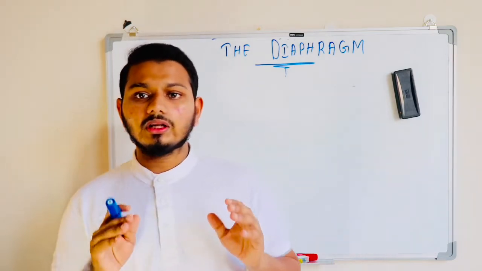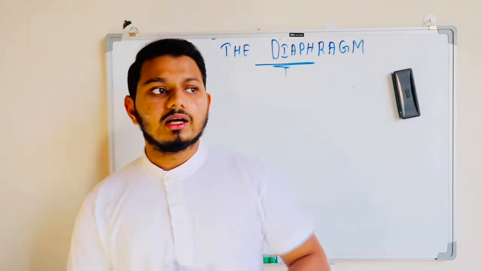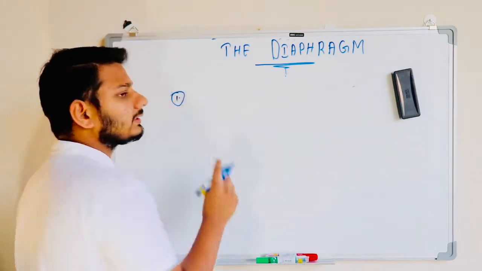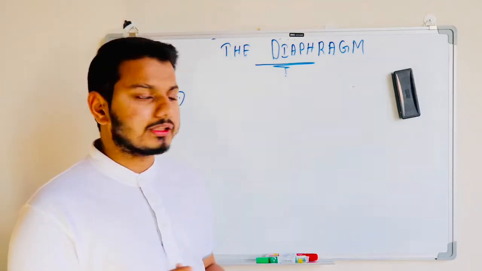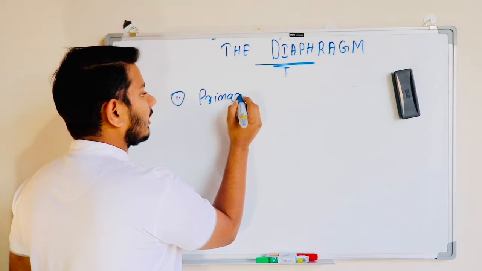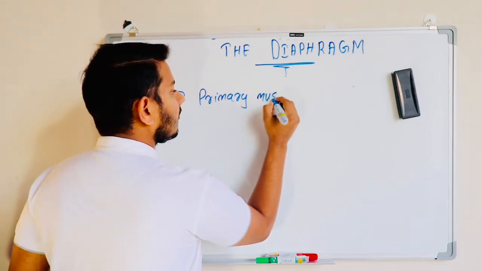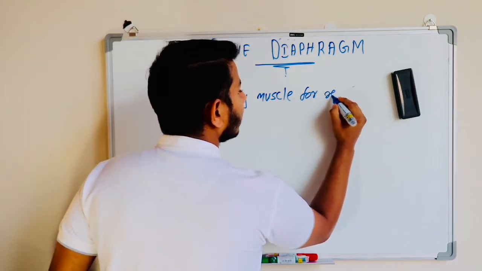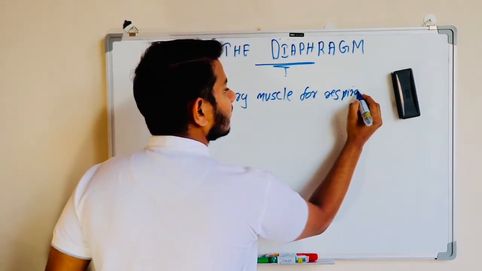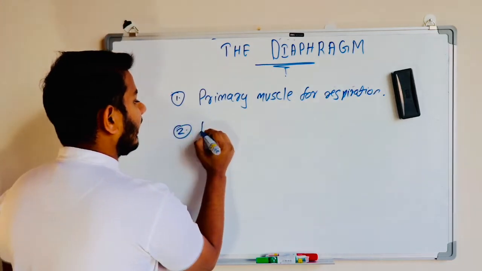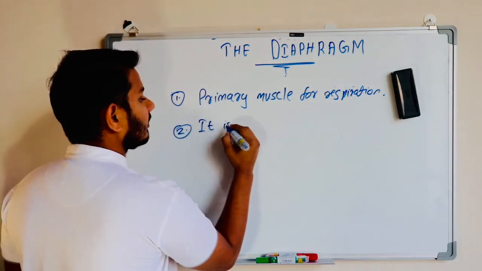So the important things in the diaphragm are, first thing you have to remember is that it is a primary muscle for respiration. And the second thing is that it is dome shaped.